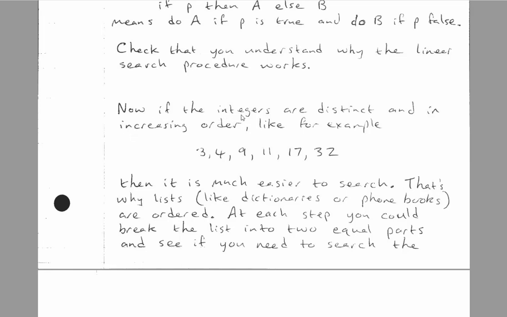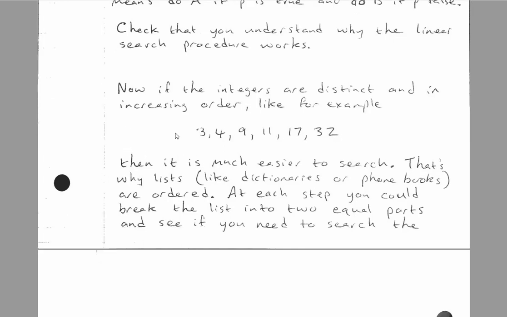Alright, so let's look at a slightly different problem. Now we have a list of integers that are distinct, but also now they're in increasing order. So the numbers are listed from smallest to biggest. Now if you're searching an ordered list, then that should be much easier.